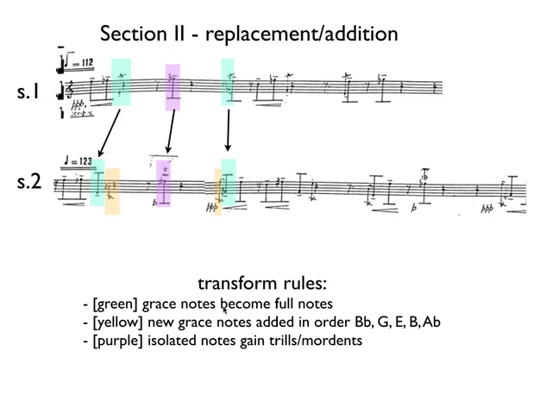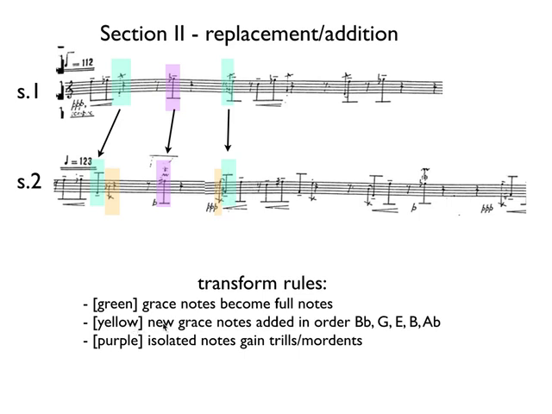So the first rule is that grace notes in the first version become full notes. So there was a grace note D there, now it's a full quaver. There was a grace note G flat there, now it's a full quaver. It also looks like it's turned into a sharp, but I don't think it has.